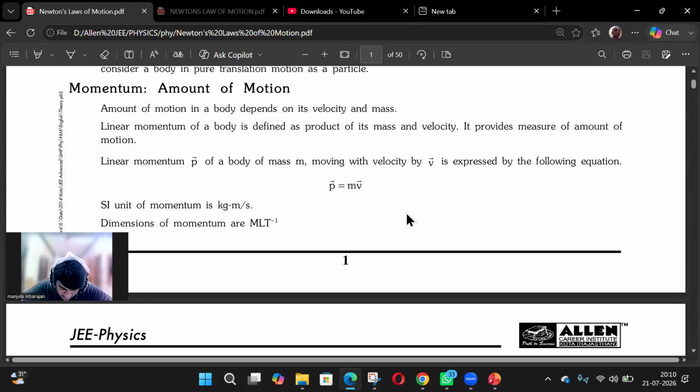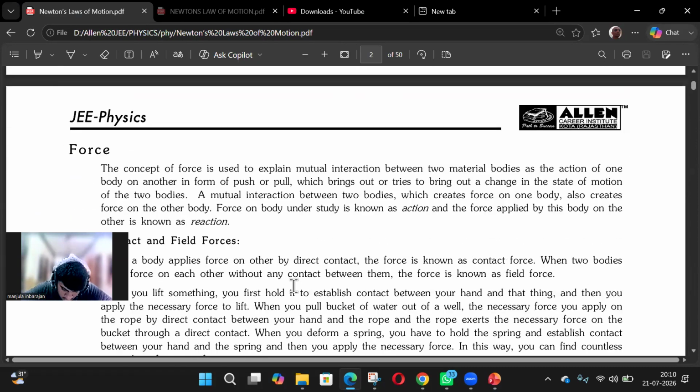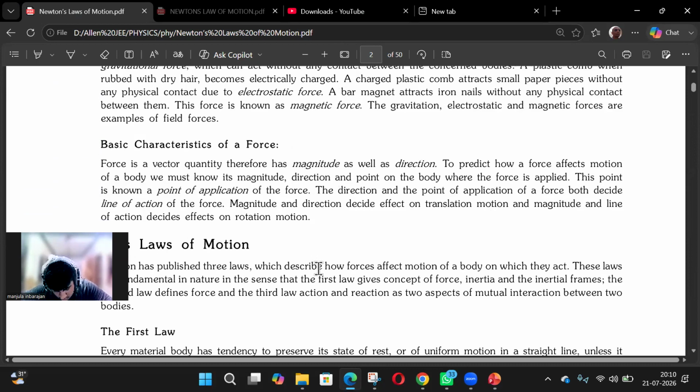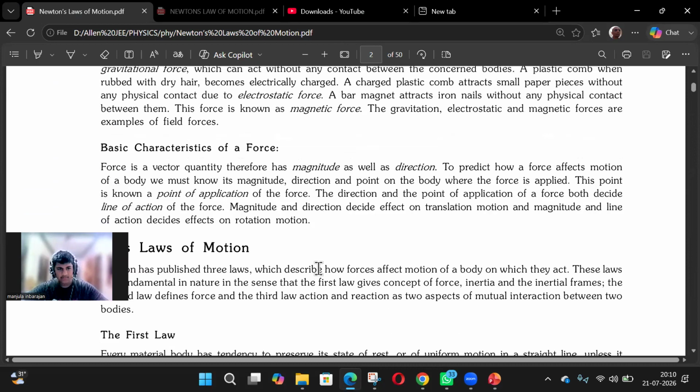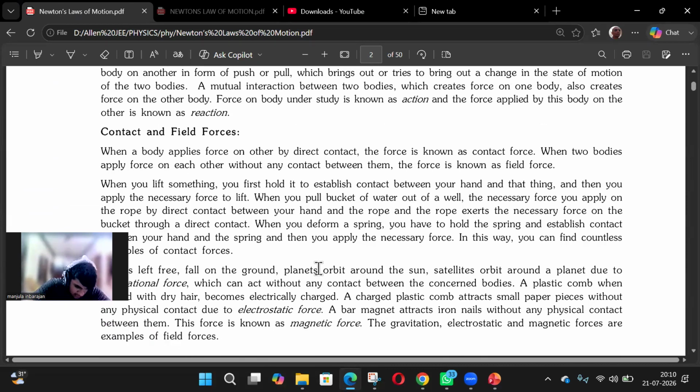So if you have to increase the momentum, either the mass has to be more or the velocity has to be more. Force is equal to change in momentum by change in time. That is the second law. If we integrate both sides, we get that momentum is equal to force into T. That's also one formula.